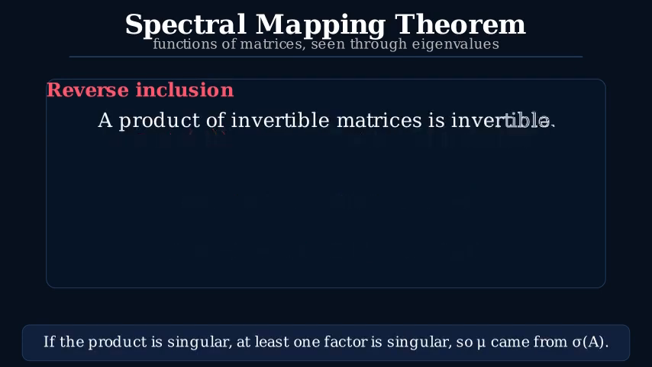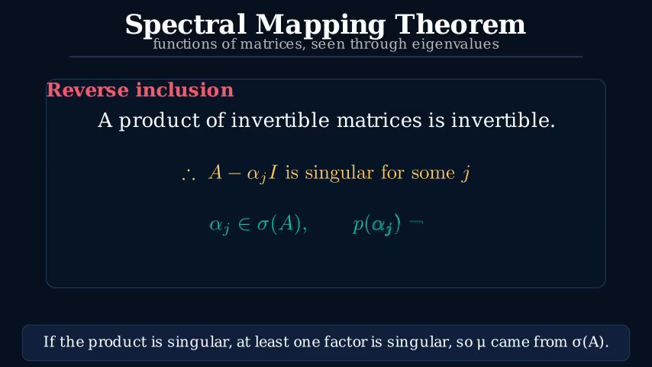The left-hand side is singular, but if every factor A minus alpha j I were invertible, then their product would be invertible too. So at least one factor is singular. That means alpha j is in the spectrum of A, and because P of alpha j equals mu, the eigenvalue mu came from P of the original spectrum.